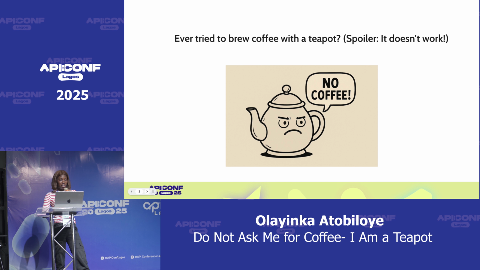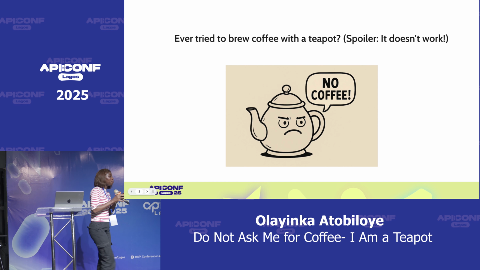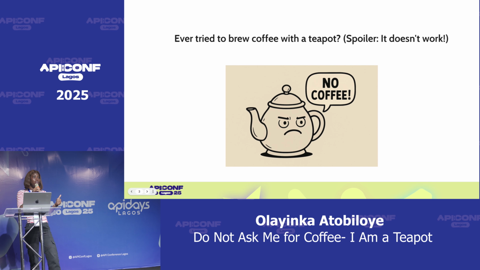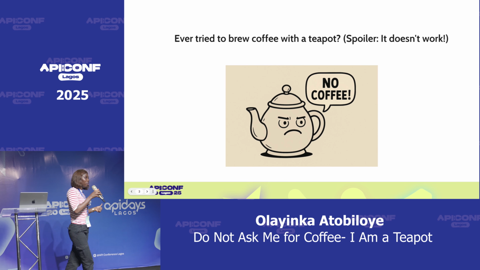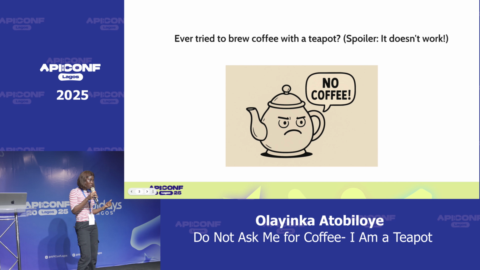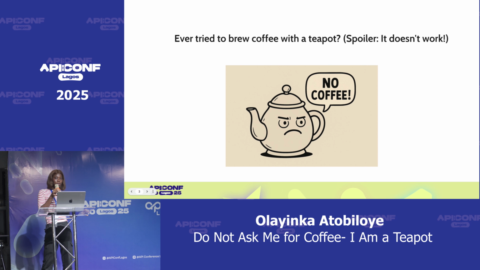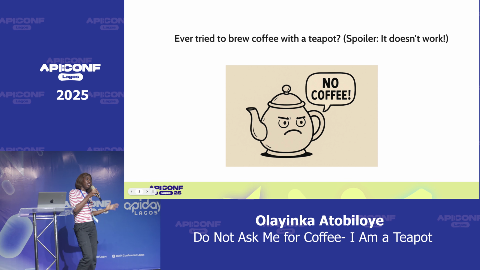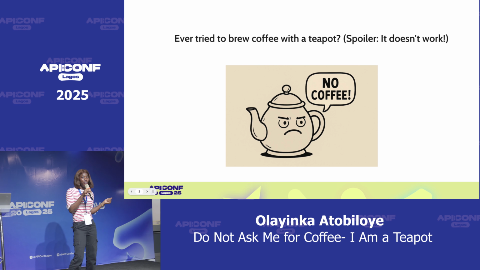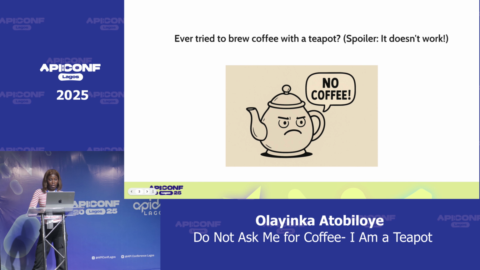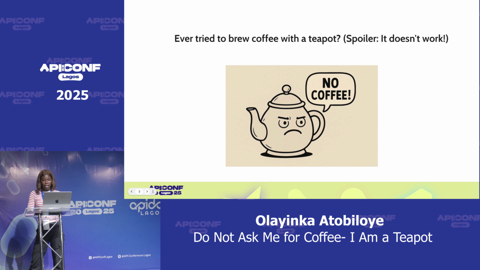So basically, HTTP 418 is a client error response, which means that you are trying to do something that your server or your API does not support. You're asking your API to do something that it doesn't know how to do, just like trying to ask a teapot to brew a coffee for you. That wouldn't work. That would be an absolute disaster. So that is basically the idea of the topic.